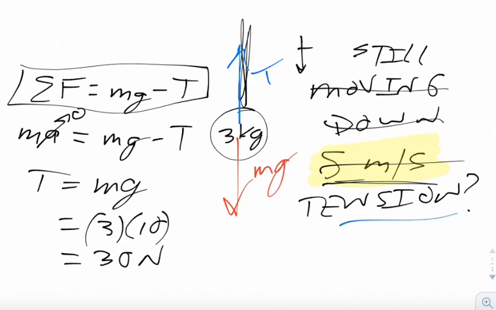And so again, moving up at a constant speed, moving down at a constant speed, or not moving are all the exact same thing in terms of what the net force is acting on them, because the acceleration is 0 and therefore the net force is 0.